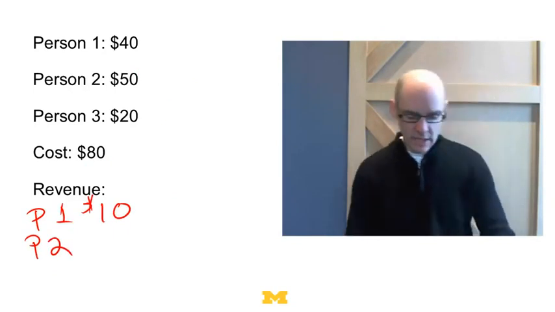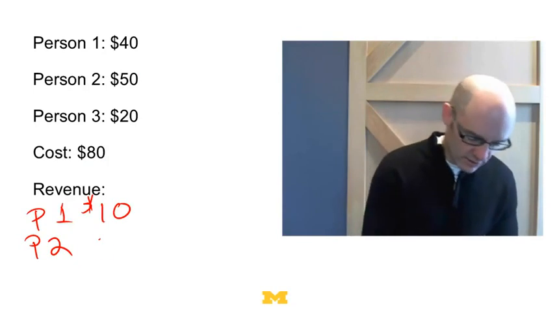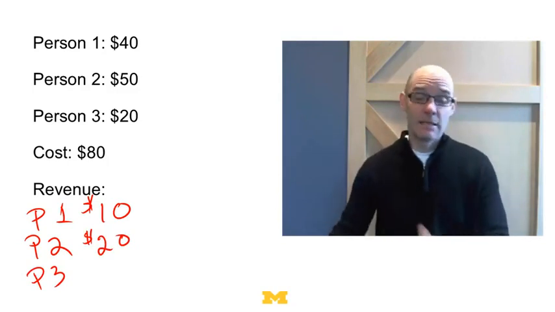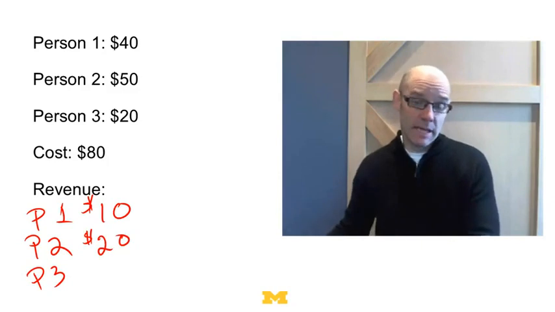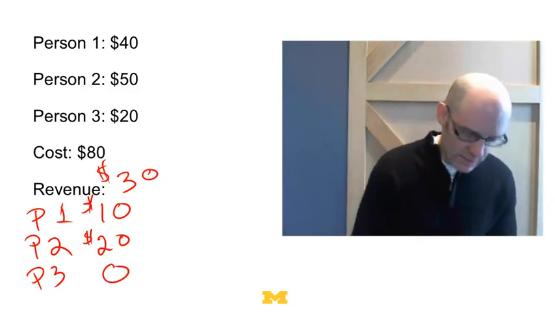Person 2 is going to pay 80 minus the sum of the other two people's bids, which is 1 and 3, which is $60, so they're going to pay $20. And person 3 is going to pay 80 minus the sum of the other people's bids, but that's 90. You can't make someone pay a negative amount, so they're not going to pay anything. So in this case, the total revenue is only $30.